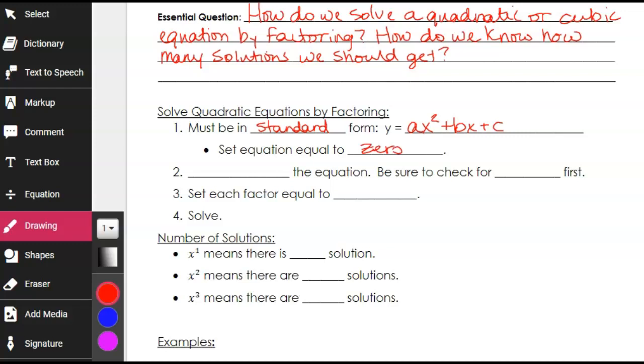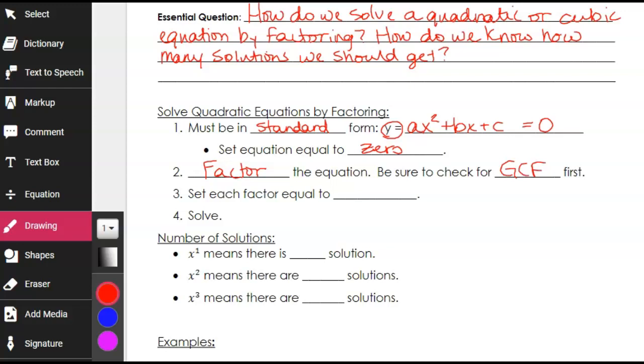So sometimes your equation is going to equal a number, sometimes it's going to equal y, but you need to take this equation and set it equal to 0, because this is how we find our solutions. The second step is to factor the equation, like we have done in the past, and be sure to check for a GCF. So factor, and always check for a GCF first.